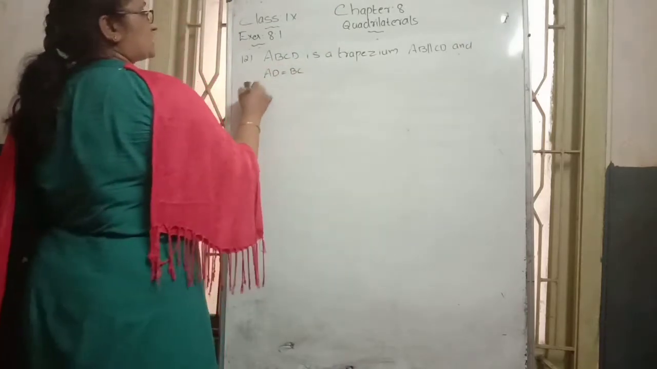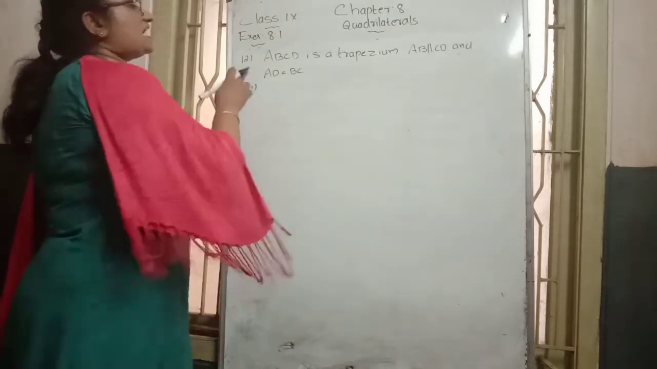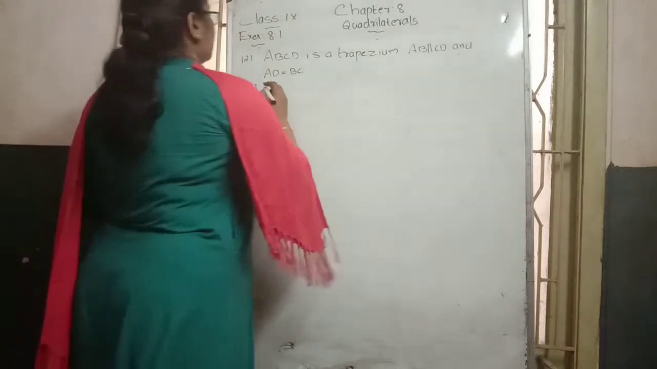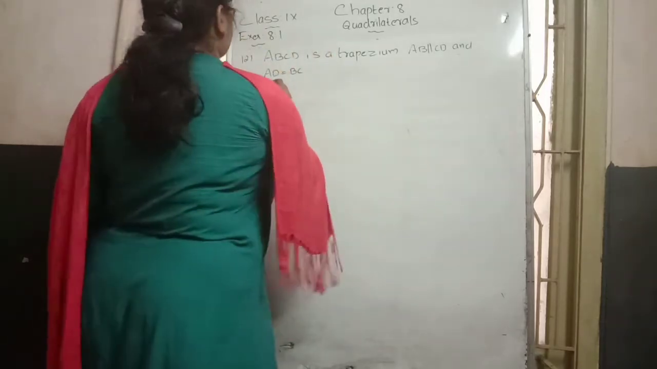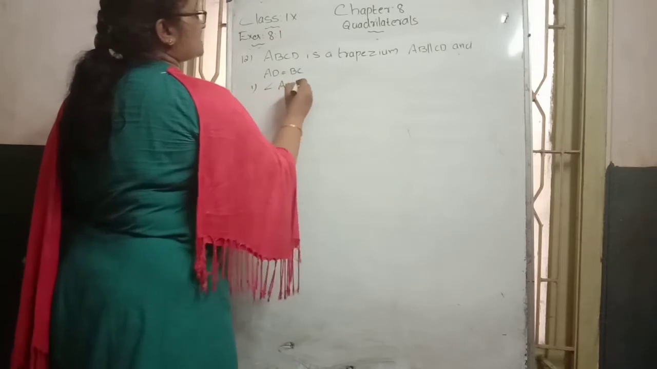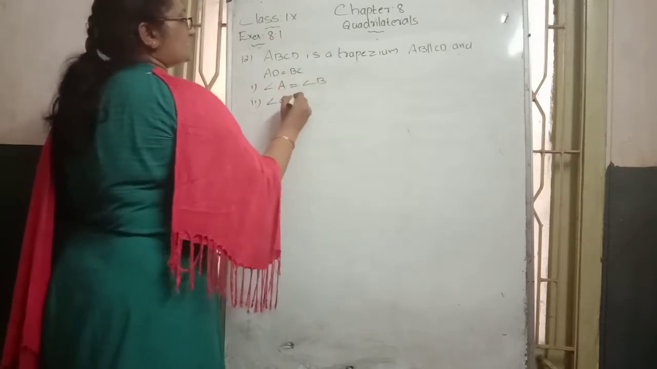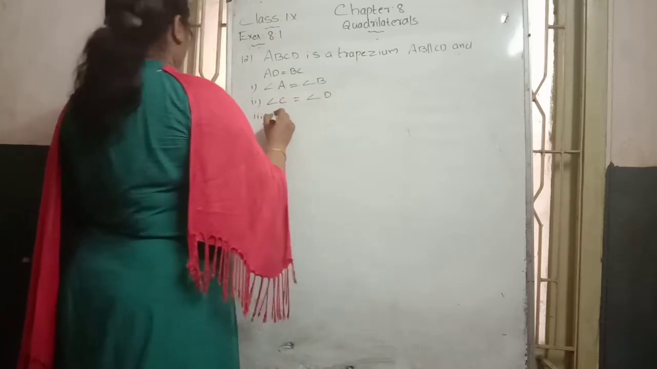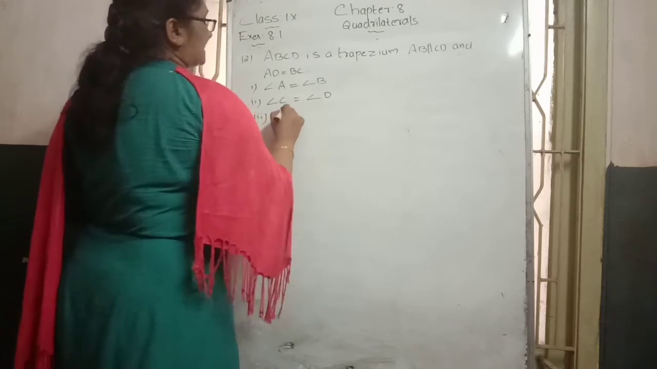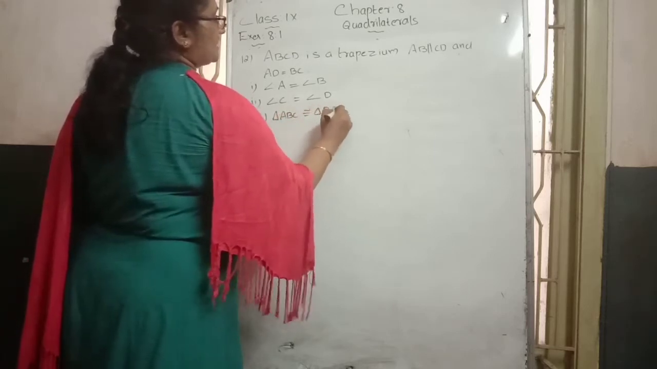The instruction given is that side AB is parallel to CD and AD is equal to BC. Here also there are four cases we want to prove. First case, we want to prove angle A is equal to angle B. Second case, angle C is equal to angle D. Third case, we want to prove that triangle ABC is congruent to triangle BAD.